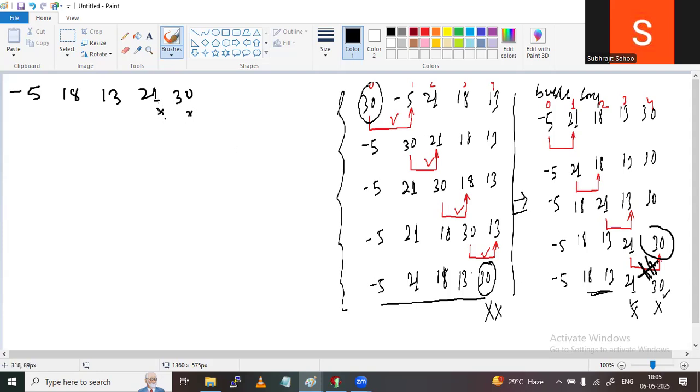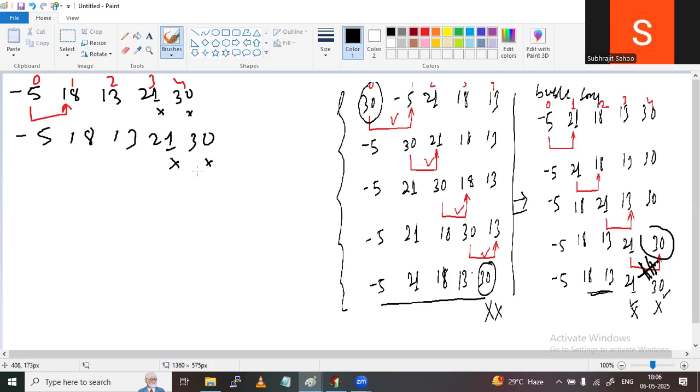So in this third attempt, I will ignore these two, right? Then observe carefully what I will do. Once again, I will compare minus 5 with 18. Sir, index is 0, index is 1, 2, 3, 4. Remember, I'm comparing the elements at particular indexes: index 0 with index 1. Sir, is it required to swap? Not required. Minus 5 is at its proper position, 18 is okay, no problem. Then what answer will I get? I will get the same answer: minus 5, 18, 13, 21, 30.